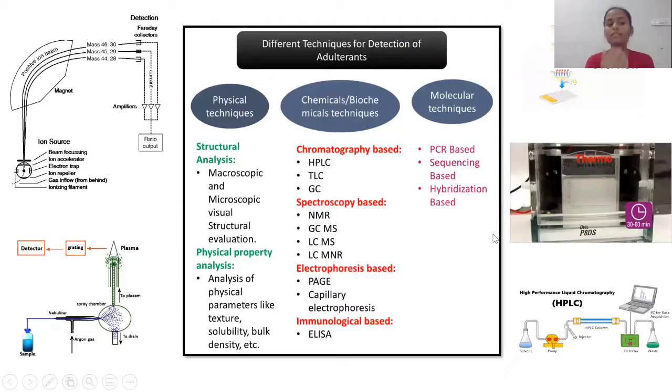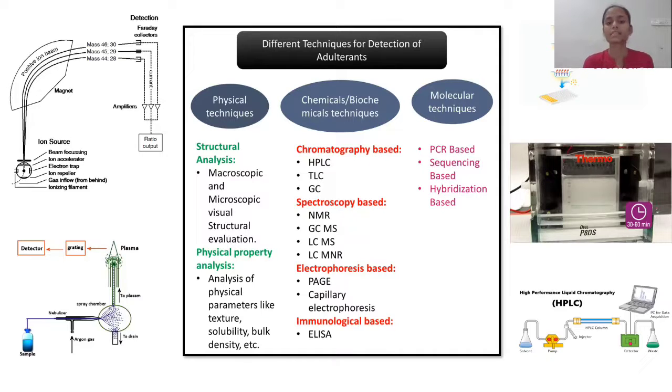So, as we have covered what food processing is, what adulterants are, and how they are added, now how can we detect adulterants in some specific food or in any food? There are different types of techniques like physical techniques, chemical techniques, and molecular techniques.